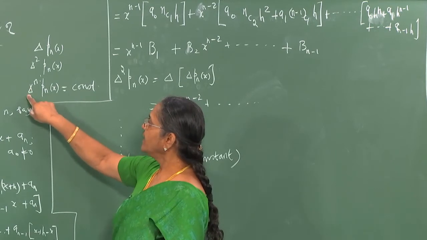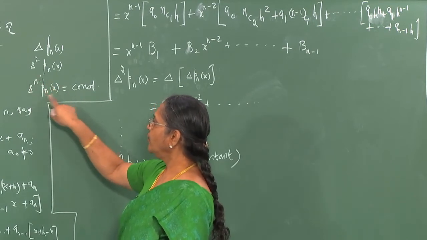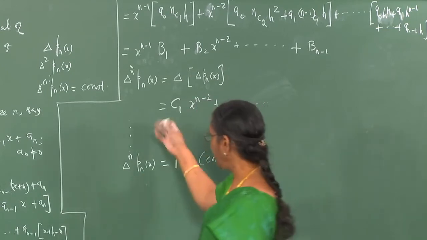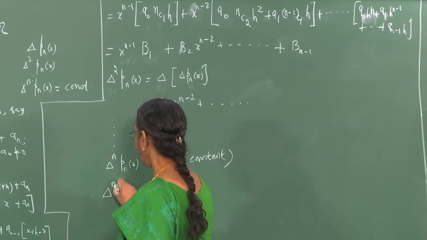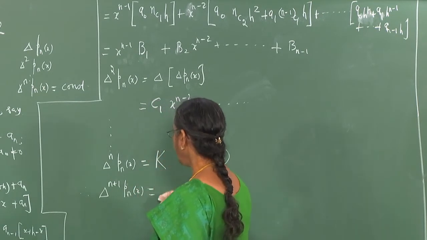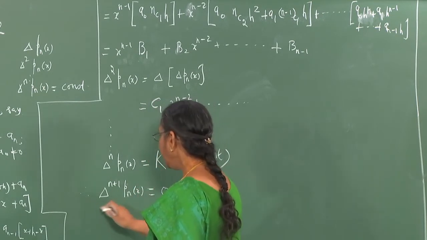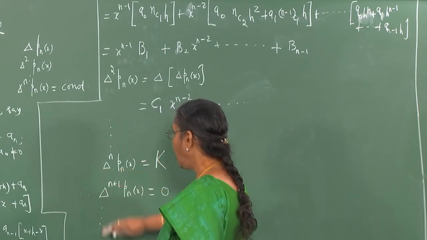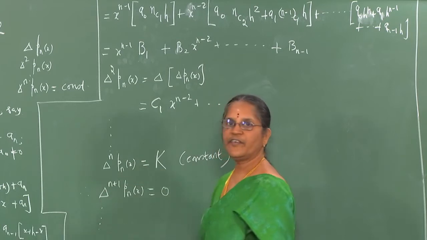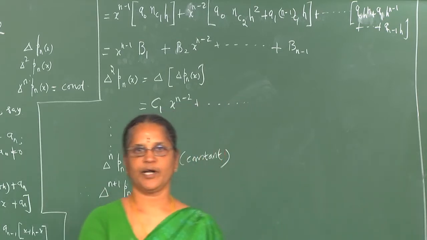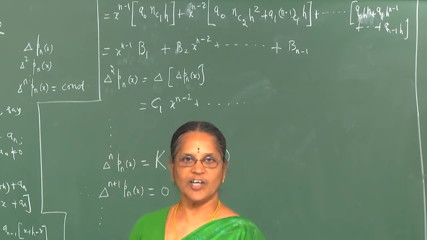So, the nth difference of a polynomial of degree n is constant, and therefore, it is clear that the n plus 1th order difference is going to be nothing but 0, and it is going to continue. So, higher order differences beyond the nth order difference will all be 0, and the nth order difference of a polynomial of degree n is constant.